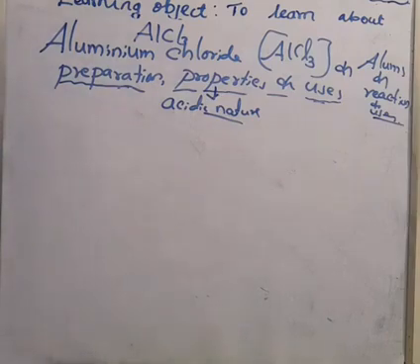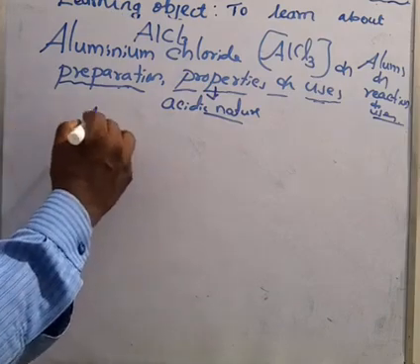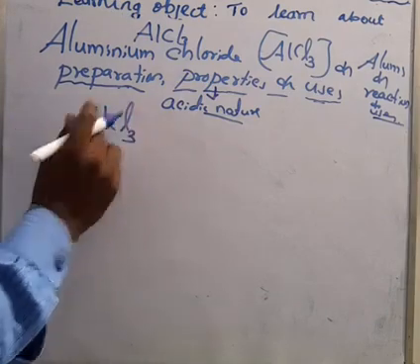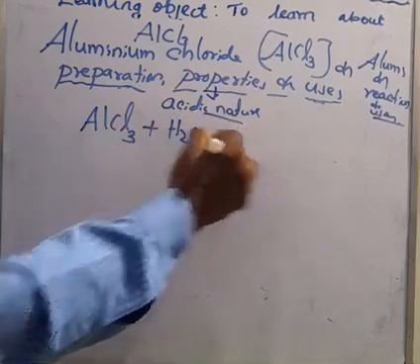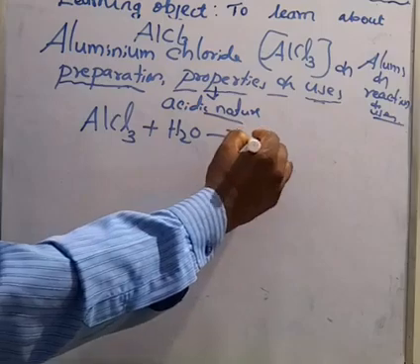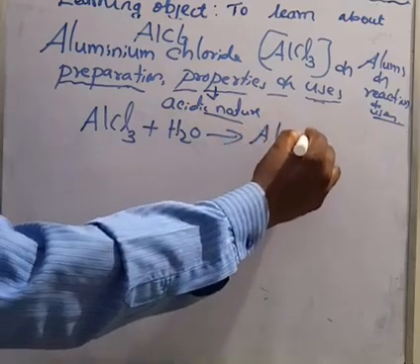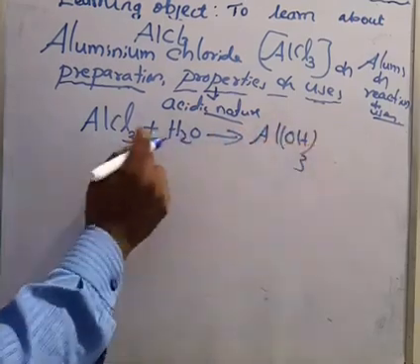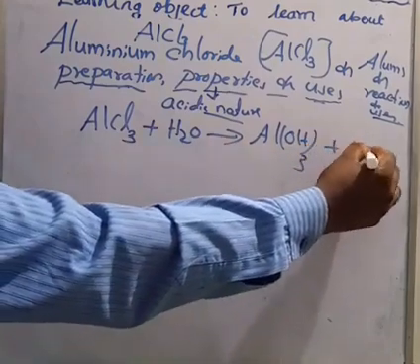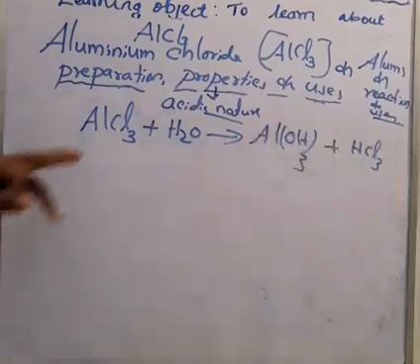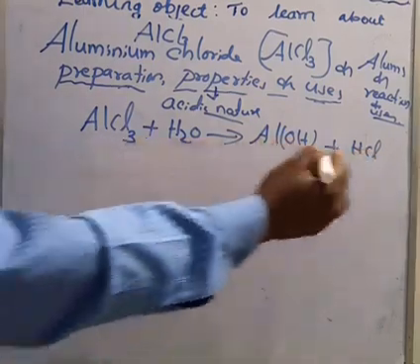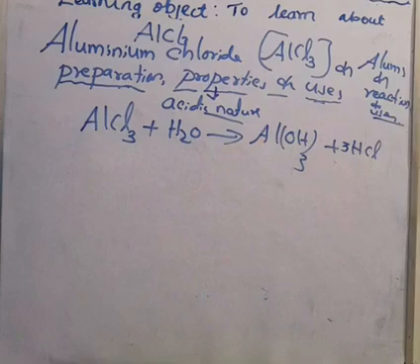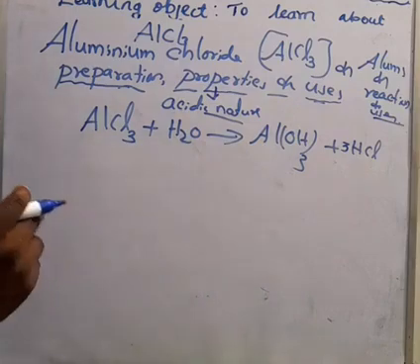For example, aluminum chloride, the formula is AlCl3, reacts with water, H2O, we get aluminum hydroxide. That means hydrogen combines with the chlorine, we get HCl. What's remaining? Al(OH)3 plus HCl. How much chlorine is there? 3 chlorine. So the product side needs 3 HCl. How much hydrogen is there? 3 hydrogen. So make it 3 water molecules. Now the equation is balanced.